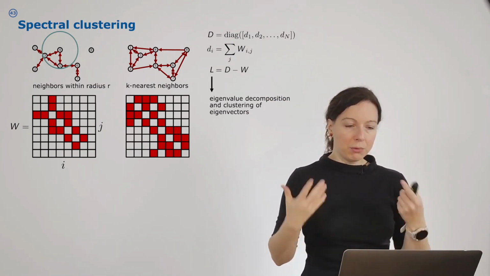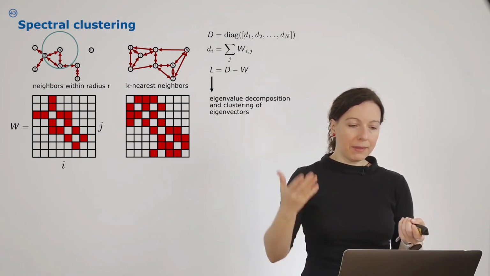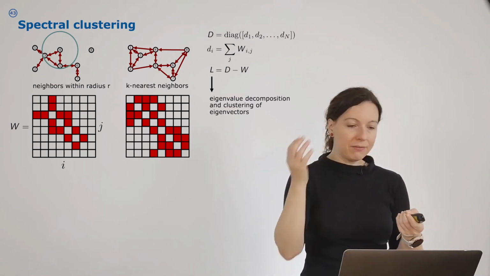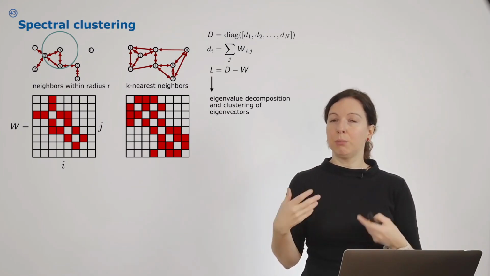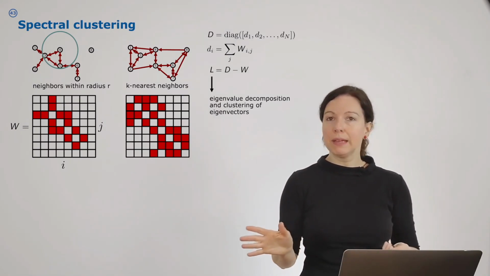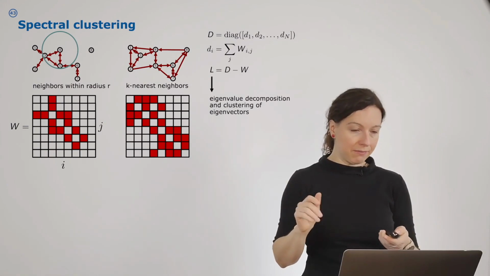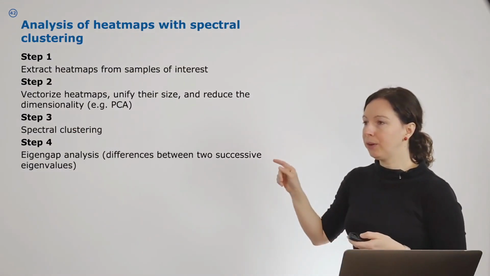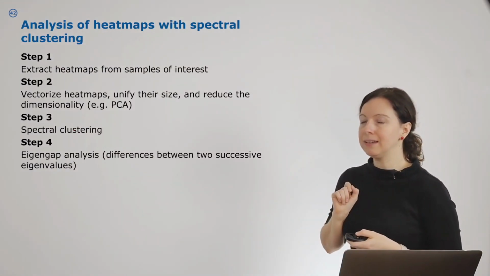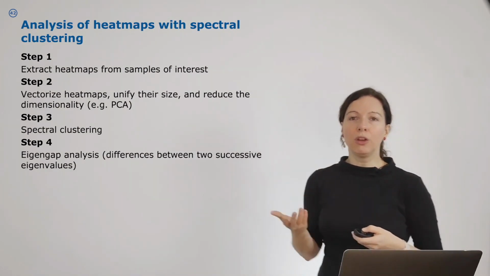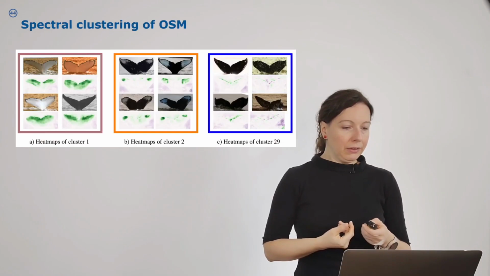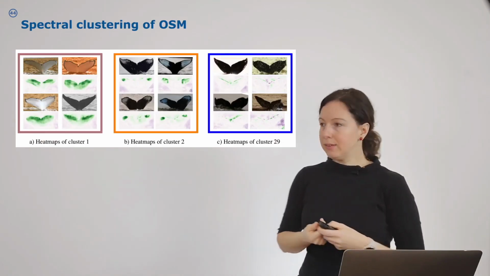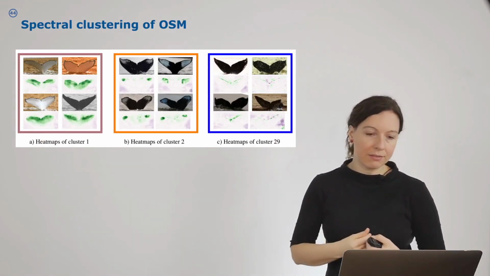So what you normally do is, when you have the eigenvalues and the eigenvectors, you can cluster the eigenvectors, for example, with k-means, a very simple clustering algorithm, and the eigenvalues, as I said before, you can use for the eigenvalue analysis in order to determine a good number of clusters. Okay, so this is the result you can get from it.